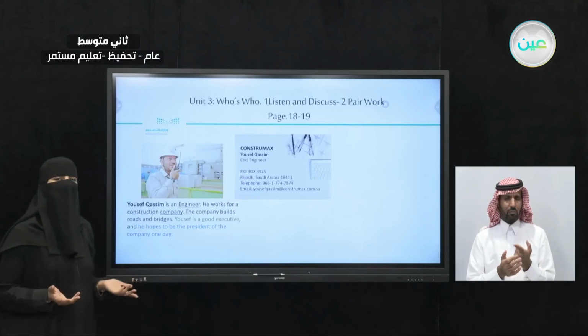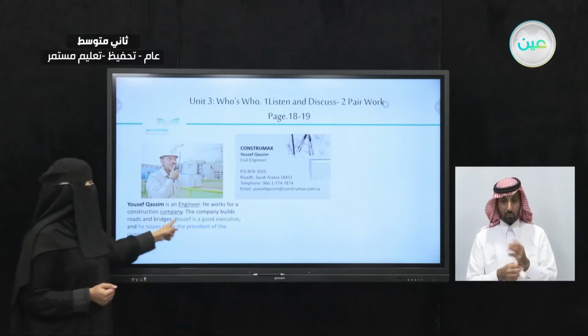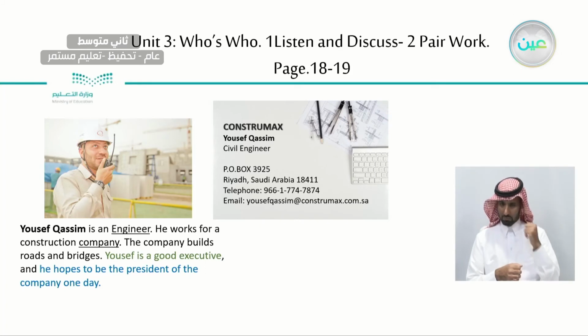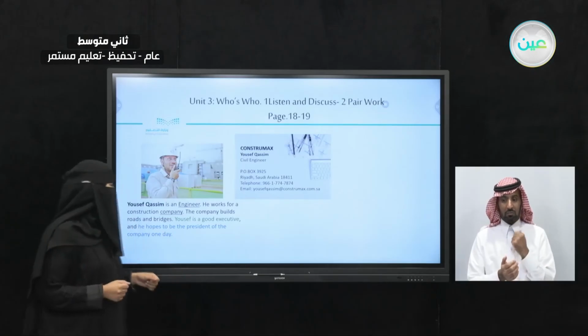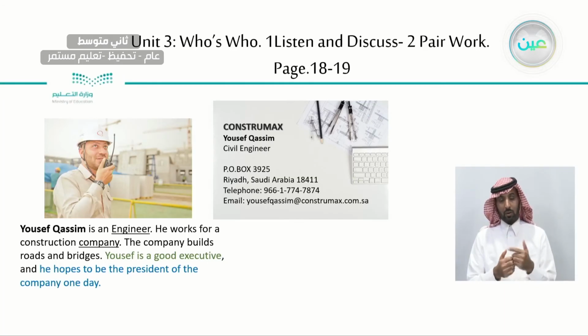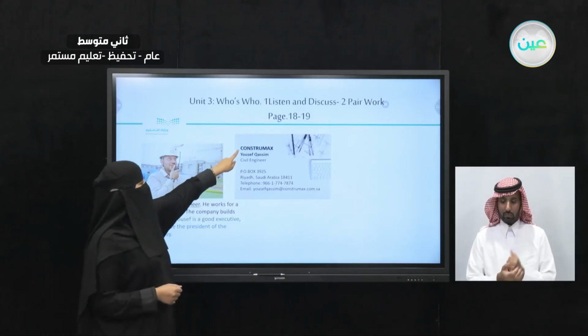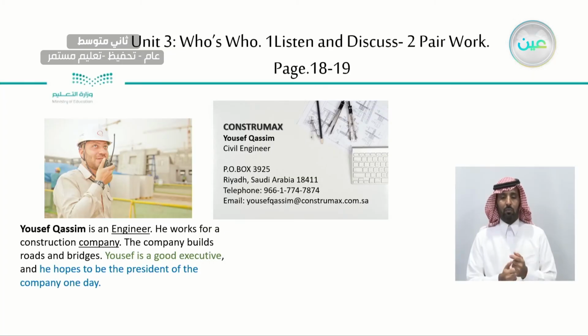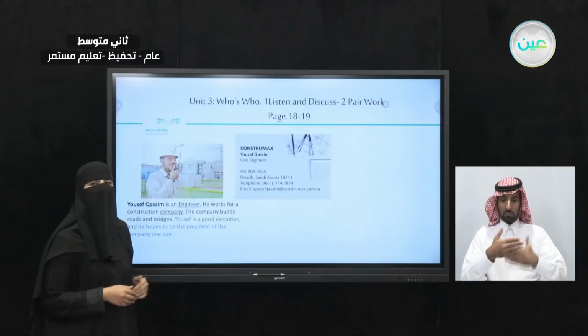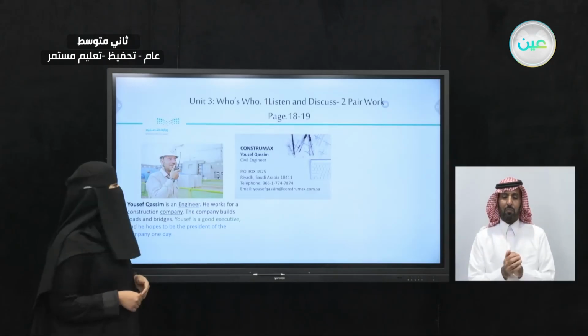So what are the things that he likes about his job? Yusuf is a good executive, so he is doing a good job in his work, so he likes it. He hopes to be the president of the company one day. This is Yusuf's goal for the future. Let's take a look at his business card. This is the name of the company. This is Yusuf's name and his job. He's a civil engineer. Civil engineers build roads and bridges and things for civil in the community.